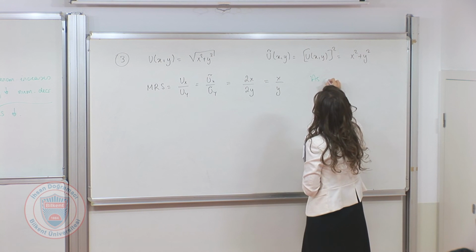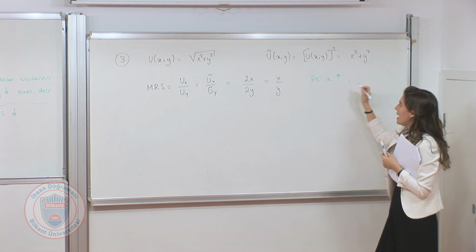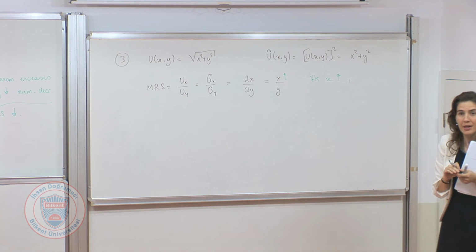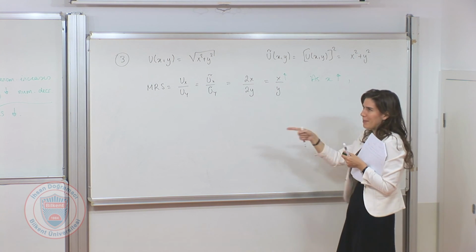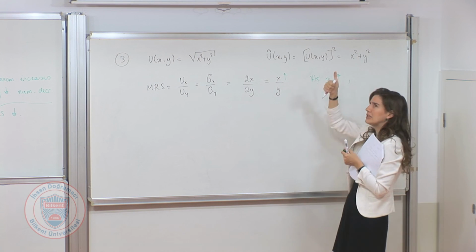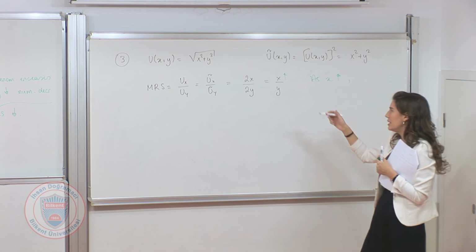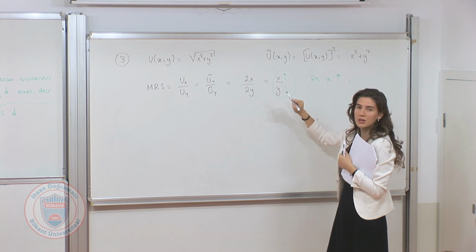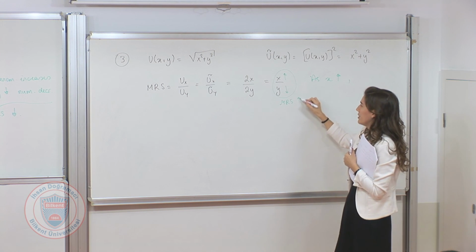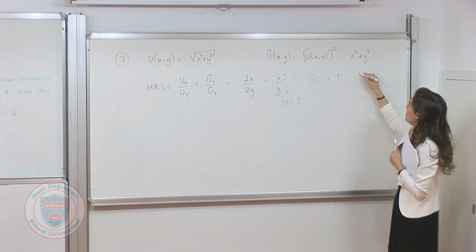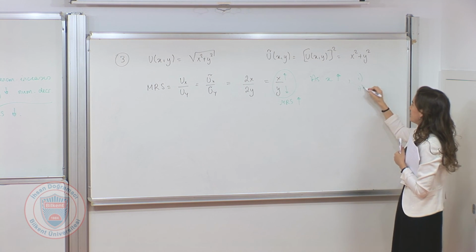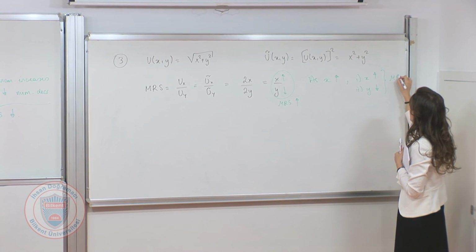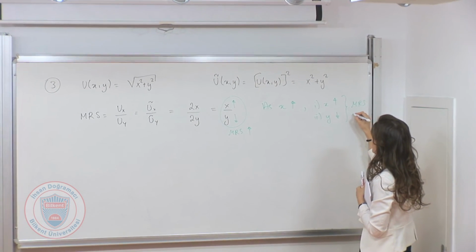As x increases, what was happening to y? It was decreasing, because remember, we're on the indifference curve. If x increases, y should be decreasing to keep the utility level the same. So this one increases, this one decreases. What's happening to the MRS? It increases, because x increases and y decreases. So overall, the MRS increases.